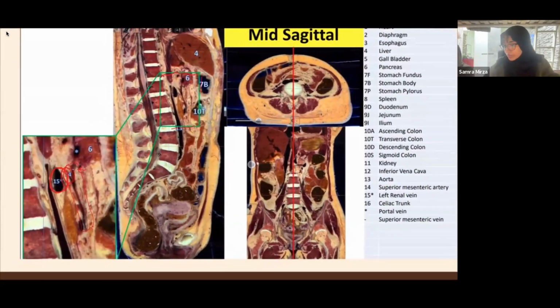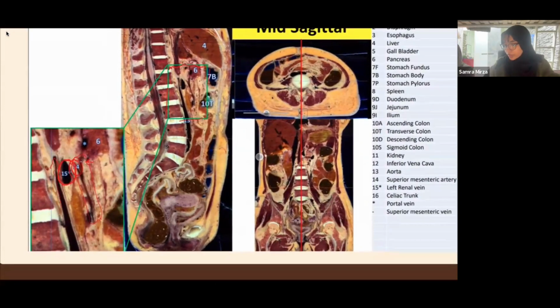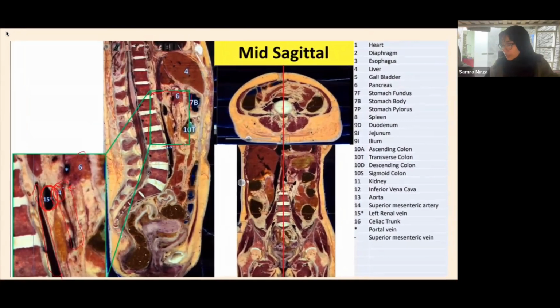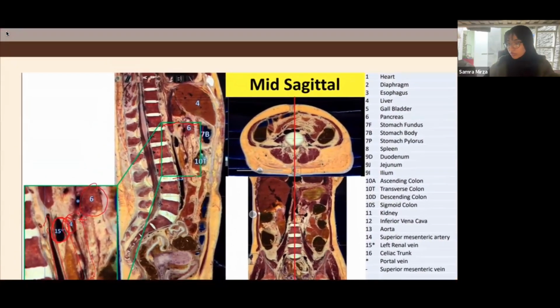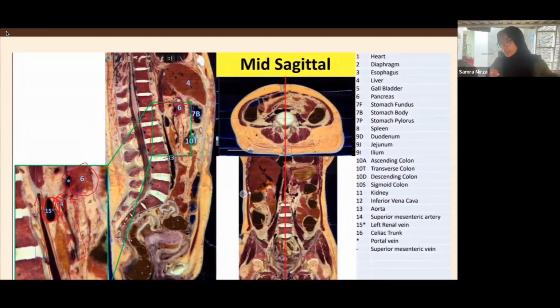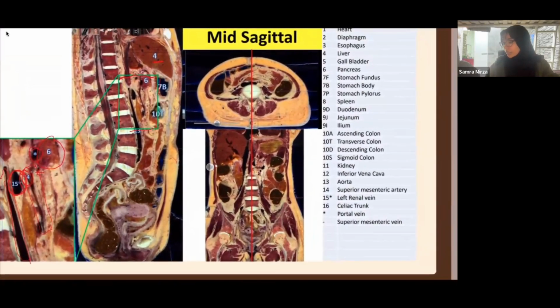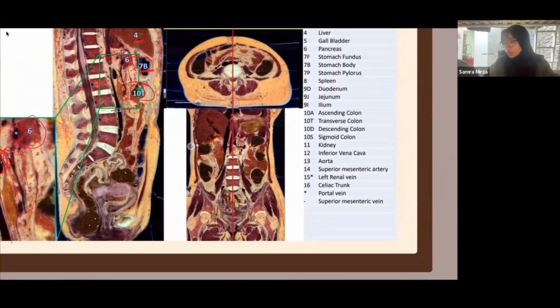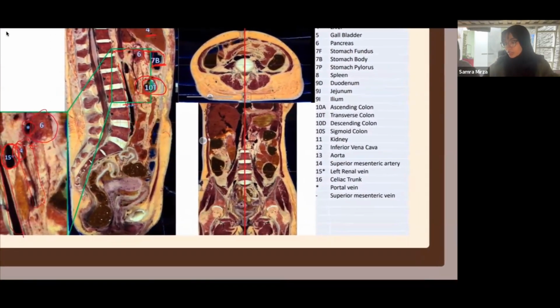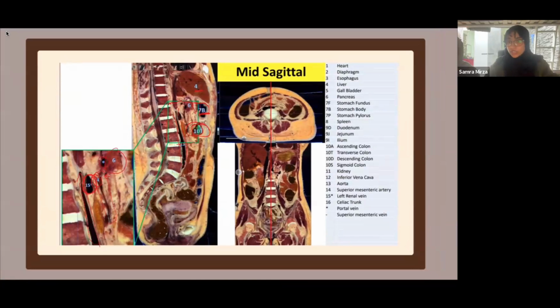Continuing from that, we have this big structure here, which is the aorta. And over here, number 6, we have the pancreas and the portal vein. After that, if we zoom out from this area and we come over here, we have our liver. After that, we have our stomach right below the liver. We have the transverse colon over here. And again, the aorta coming down on this side. That's mostly it for the mid-sagittal.